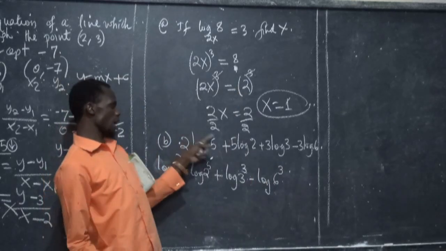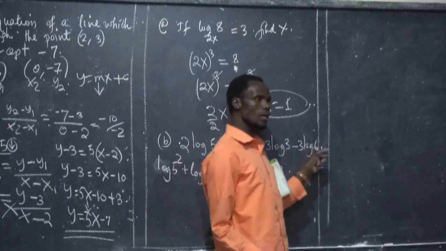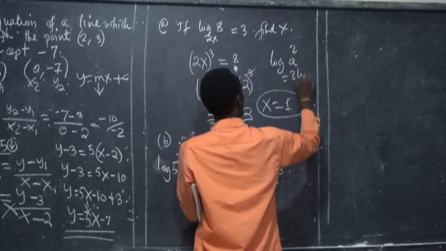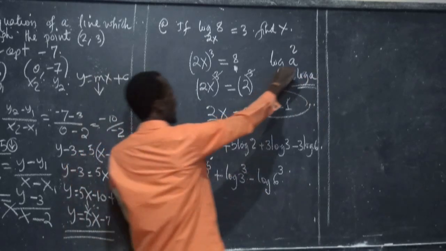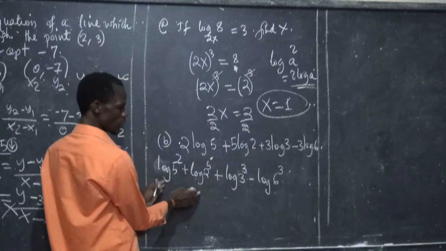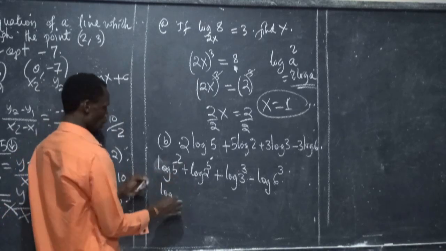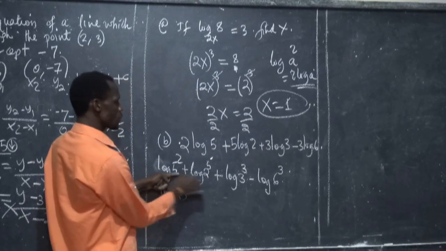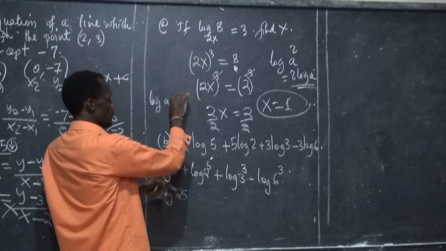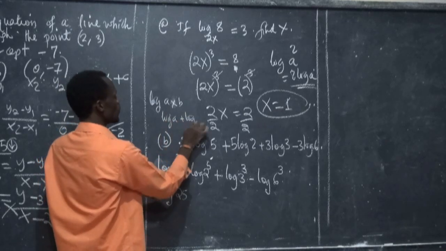I've taken this up to here, and this up to here, from the principle that the logarithm of a power 2 is equal to 2 times the logarithm of a. So this is taken back here. Then from here we can collect all of these. We have log of 5 power 2, which is what? 25. Now log of a times b is equal to log of a plus log of b.